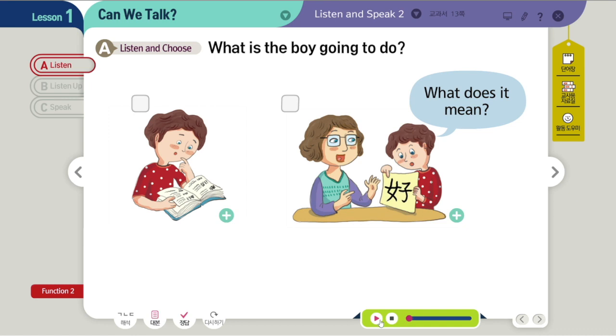Amy, what does this Chinese character mean? I have no idea. How about asking your teacher? Okay, I will.